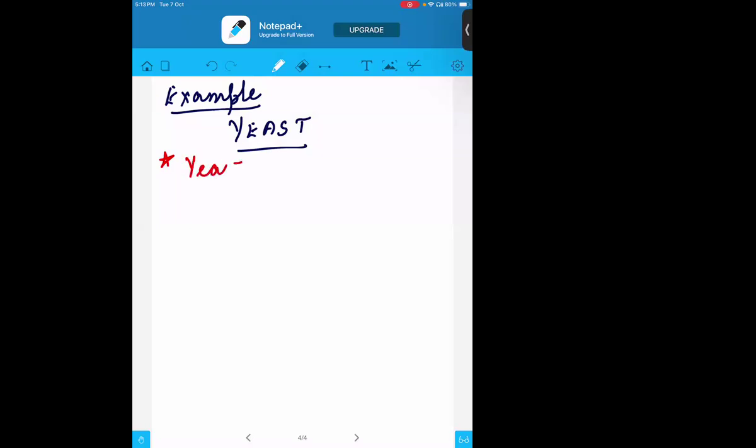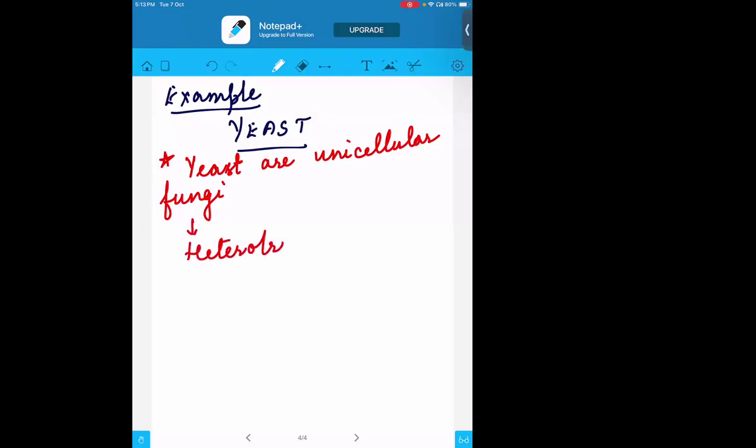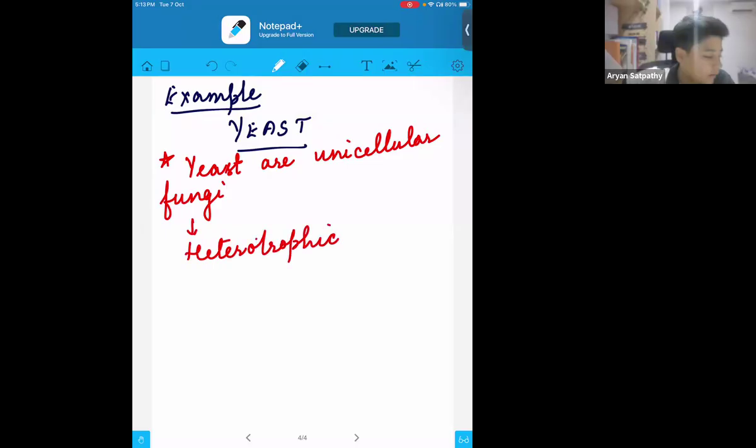So the first point about yeast is what yeast are. Yeast basically are unicellular fungus. They are actually fungus. Fungus are basically organisms which take food from other organisms. You might have heard the word heterotrophic, right? In chapter 1.